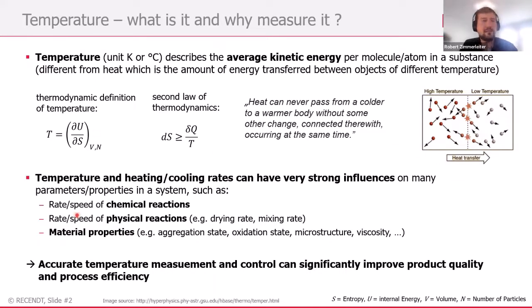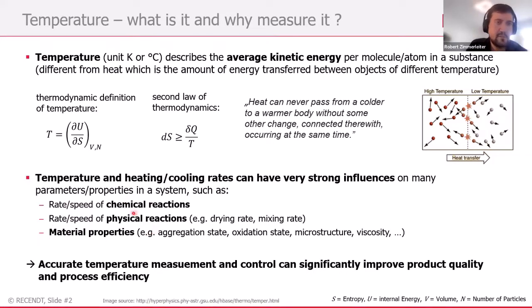But what for us is more interesting is what does temperature actually do? Temperature, and also heating and cooling rates, have a very strong influence on many parameters and properties in a system. This includes, for example, the rate and speed of chemical reactions. They usually go much faster when the temperature is higher.